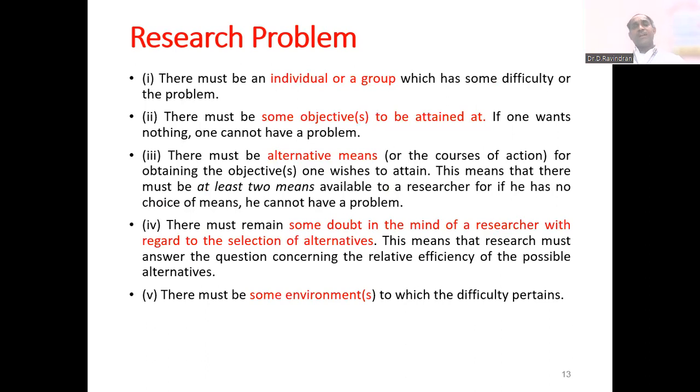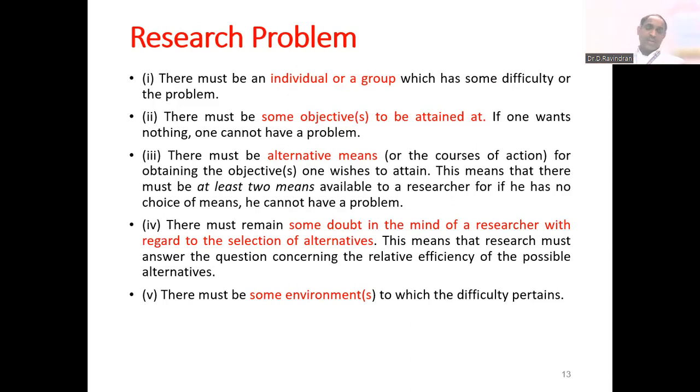While stating a research problem, there must be an individual or a group. An individual can be a customer, or it can be a group or community. So I have to find out who my population is, who my targeted customers are, or who my target community to be surveyed is. Do those people face any problem? And I should be very clear that there must be some objectives to do this research, and there must be an alternative means for attaining them.